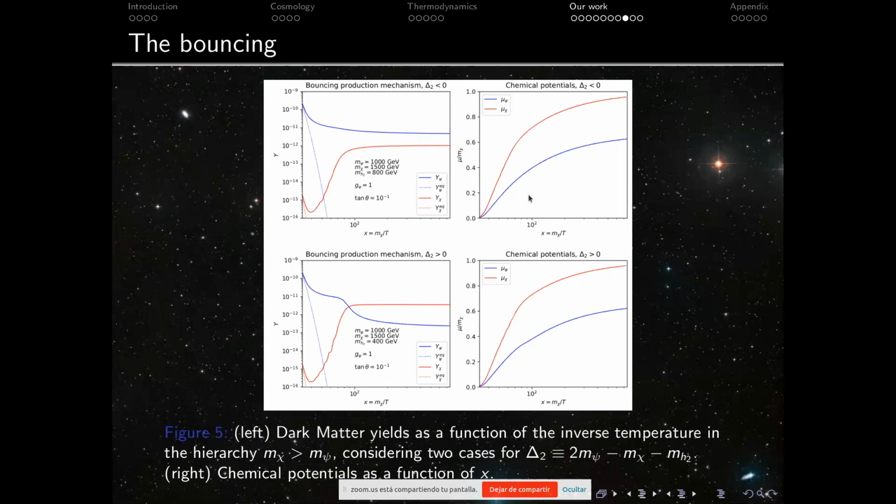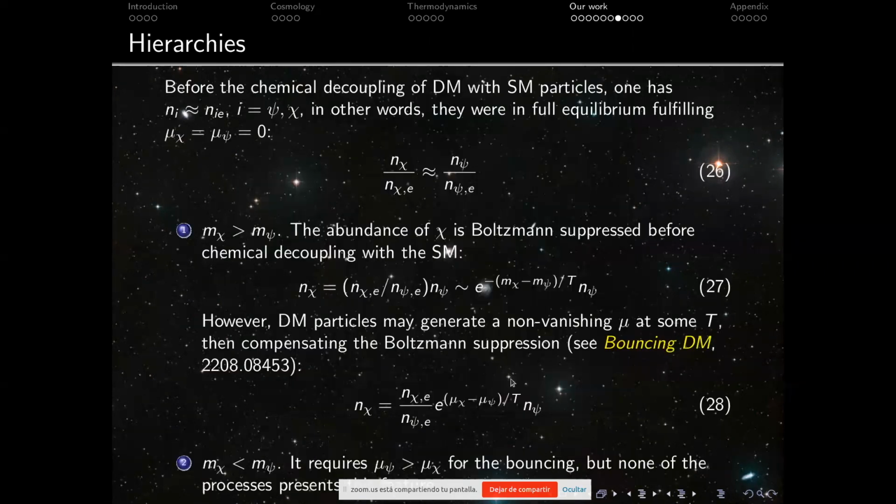And on the right, you see the evolution of the chemical potentials as the inverse of the temperature again. So you can see that in this case, the chemical potential of your pseudo-Goldstone becomes like twice the chemical potential of your dark matter particle. And this was part of the condition that was necessary in order to increase the number density of your pseudo-Goldstone particle.